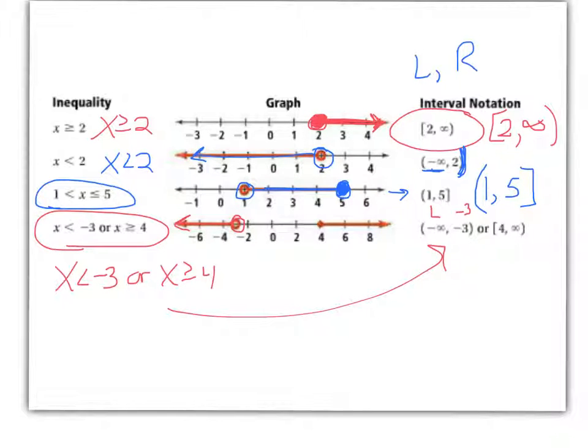But because you're not including the -3, that's why it has a rounded bracket. Now, x is greater than or equal to 4. You're at 4. You have a colored in circle because it's or equal to, and you're shading out numbers that are greater than 4. So your left boundary is a 4. It has a squared off bracket around it because you're including the 4, and because you're going forever out to the right, you have infinity, and infinity always has a rounded bracket.